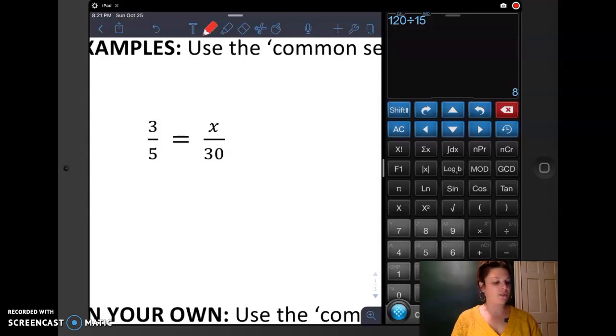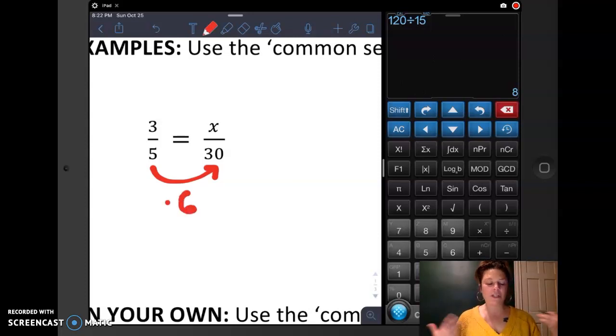So for example, I know that if I had a recipe that was 3 cups for 5 cookies, seems like a lot, and then we actually needed 30 cookies, I need to figure out how many times larger do I need to make this recipe. So I would think to myself, okay, 5 times what is 30? How do I get there? Well, it'd be times 6.